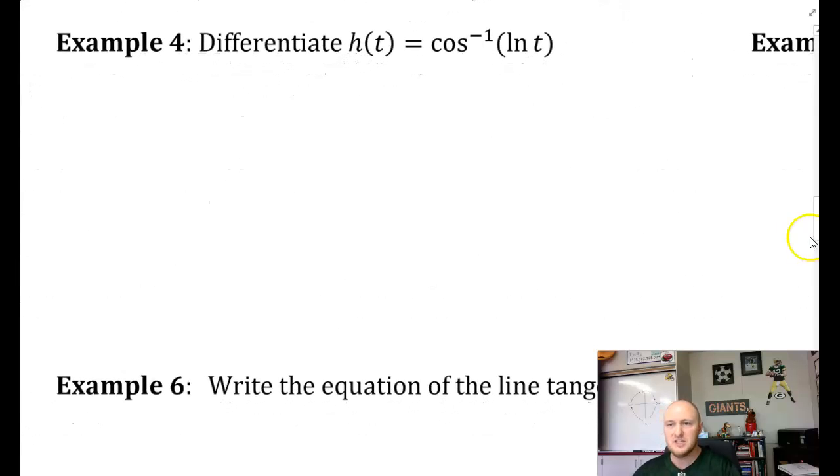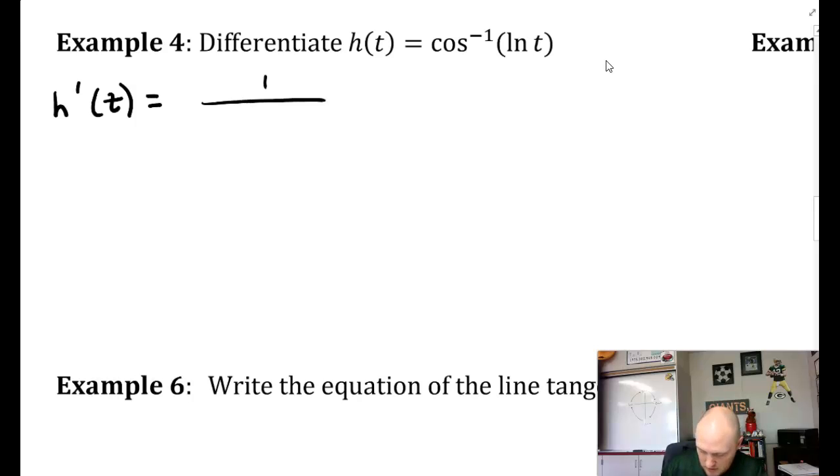Example 4. Differentiate h of t is equal to cosine inverse of natural log of t. Ooh, okay, alright, this one looks fun. So h prime of t is equal to, arc cosine is 1 over, and we have a negative. It's the same thing as arcsine. So 1 minus whatever is inside of the arc cosine quantity squared.